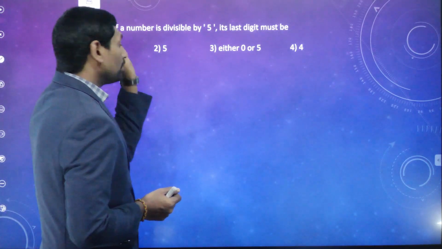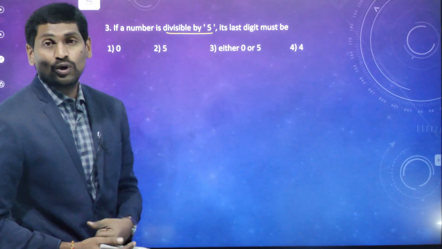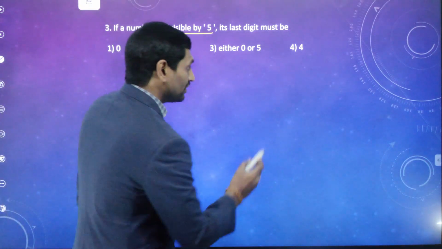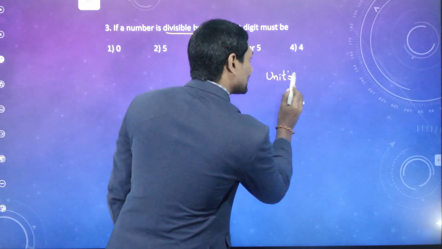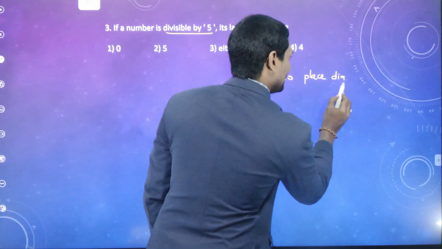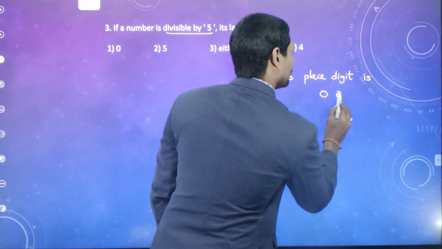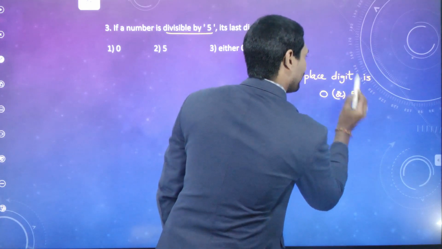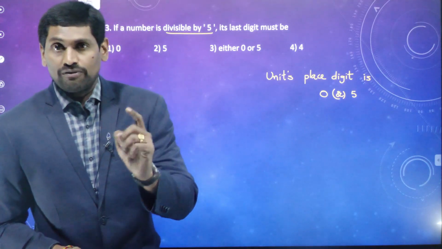Problem number 3. If a number is divisible by 5, what is the divisibility rule for 5? The divisibility rule for 5 is about the units place digit. The units place digit is 0 or 5. Then the entire number is exactly divisible by 5.